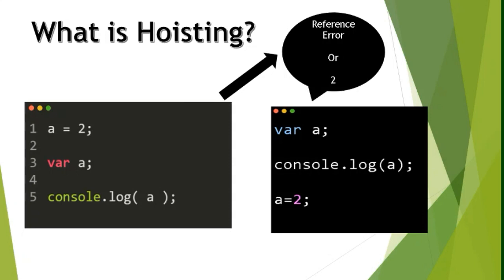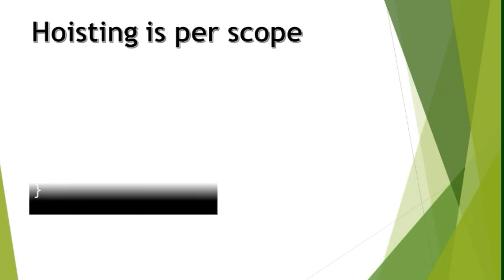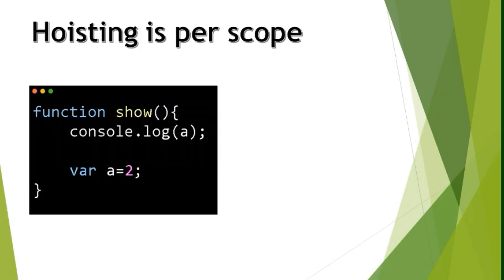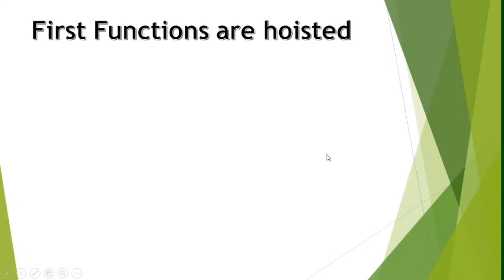Now moving forward, there are many other features of hoisting. The first feature is that it is per scope. That means it always happens in the same scope. It's not the case that all your declarations will move up to the top of the program. Like in this example, you can see variable a is only available inside the function scope. So during hoisting, the declaration of this variable will only move within the same scope. This is the converted code of the previous code. As you can see, the declaration part is only hoisted up in the same scope, and the assignment stays in the same place.